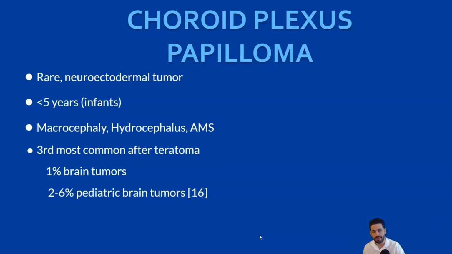All right, so choroid plexus papilloma is a rare neuroectodermal tumor. It is a benign tumor. It does have some malignant potential, but very low malignant potential. It is most commonly seen in patients under 5 years, and is most commonly seen in infants. Presenting symptoms or signs can be macrocephaly, hydrocephalus, altered mental status.